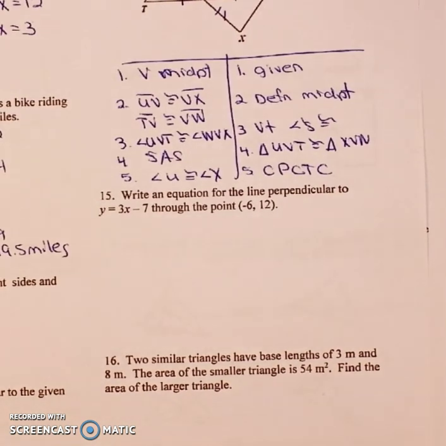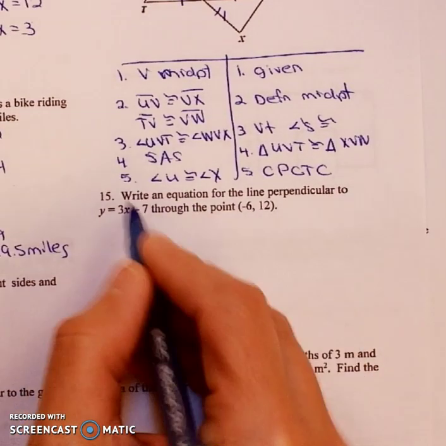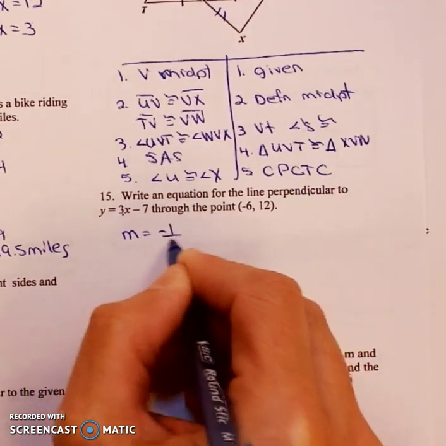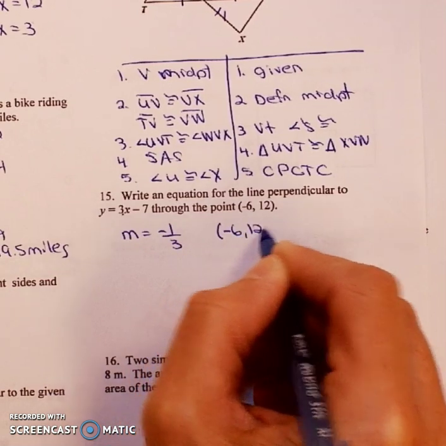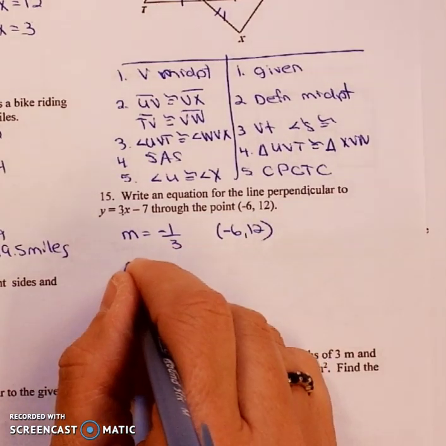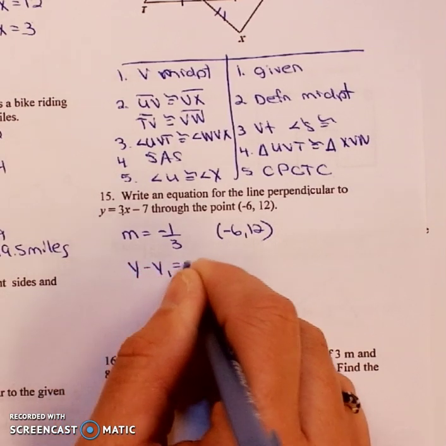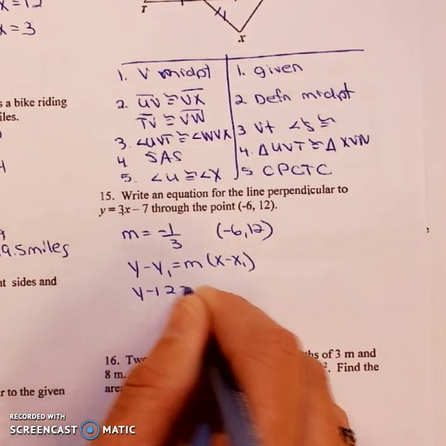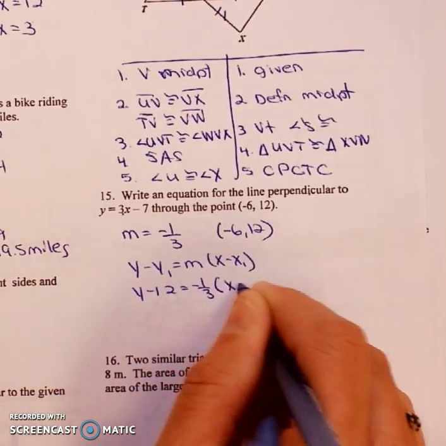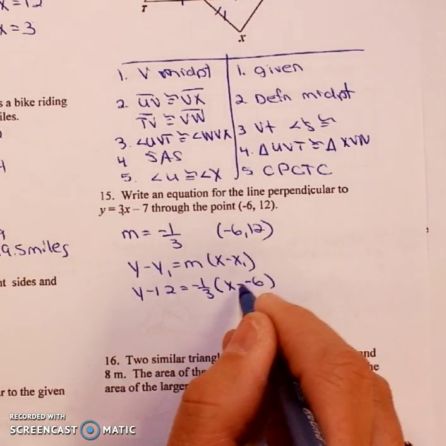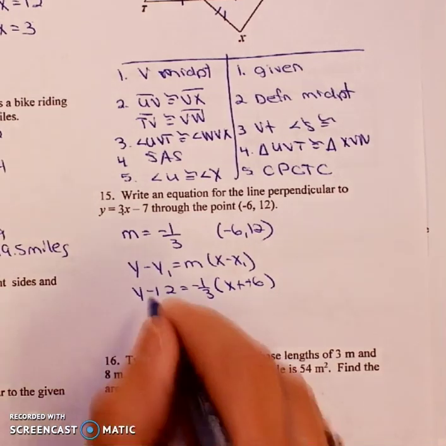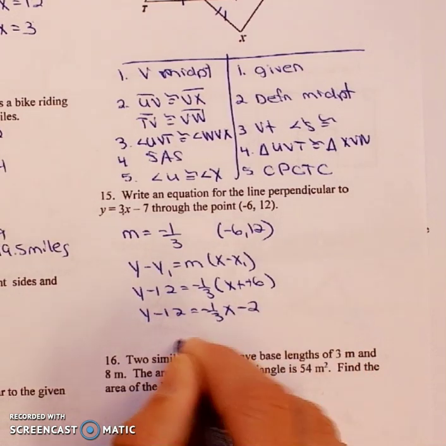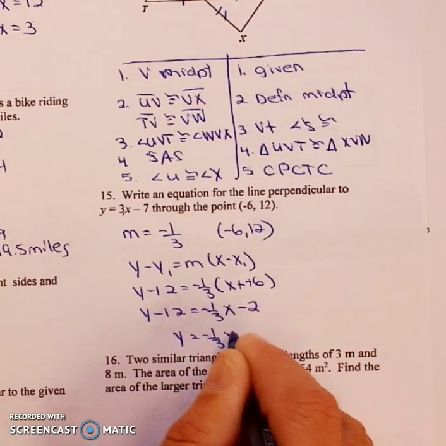On to 15. We're trying to write an equation. So we're going to start with recognizing the slope of this one is 3. If I'm looking for one that's perpendicular, it has to have the opposite reciprocal slope. I'm going to start plugging into the point slope formula. Let me write that down for you. So y minus 12 equals negative 1/3 times x minus a negative 6, which eventually becomes a positive 6. So let's go ahead and distribute that negative 1/3. And then finally, we're going to add the 12 over.